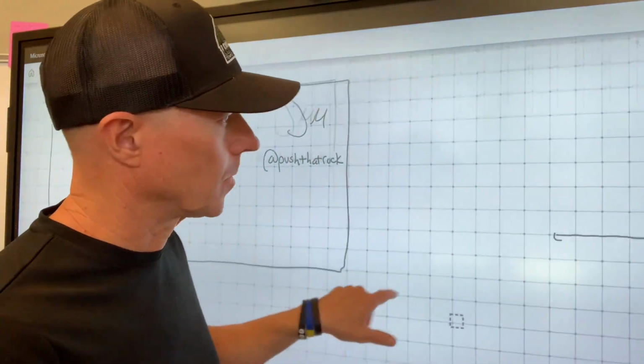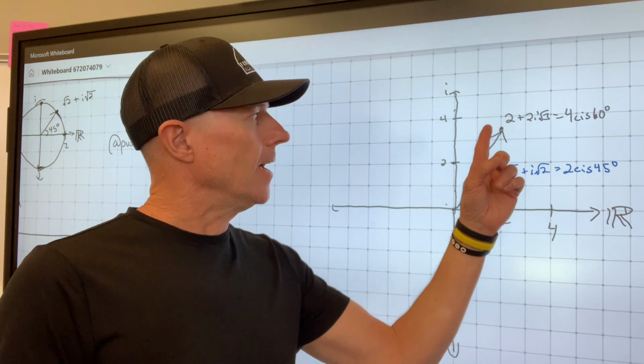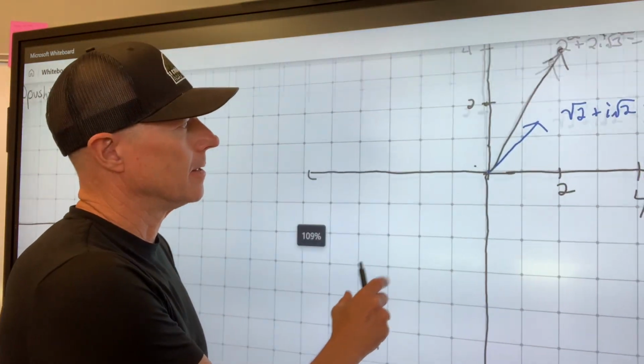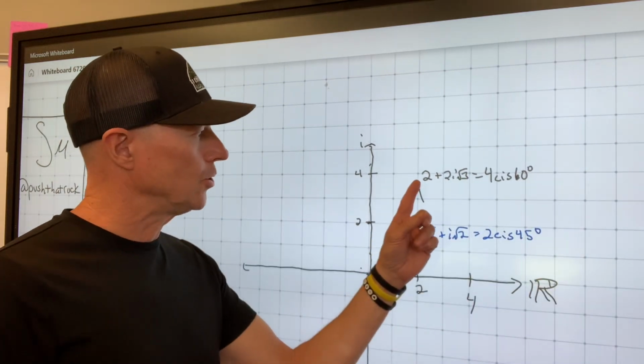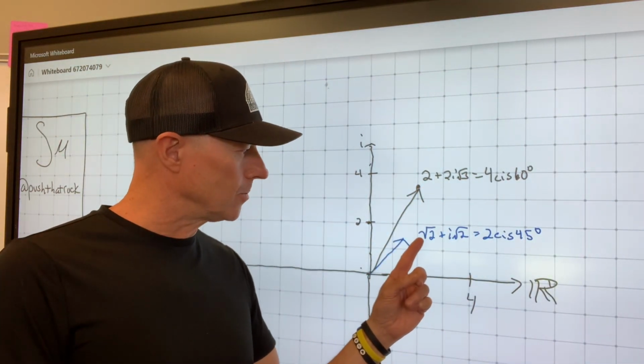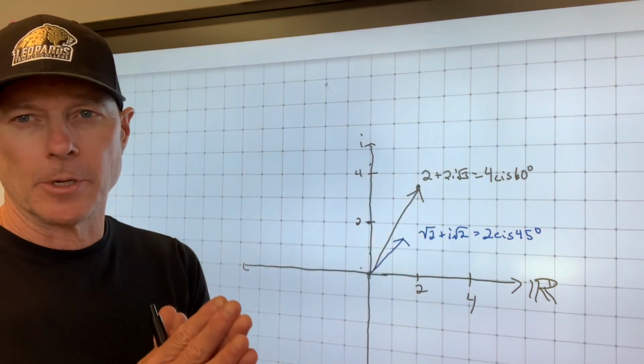So here we have an example. We have a complex number here. Let's see, can we see that? That's going to be, blow it up a little bit, 2 plus 2i times the square root of 3. And here we have the square root of 2 plus i times the square root of 2. Two complex numbers. We're going to multiply them together.